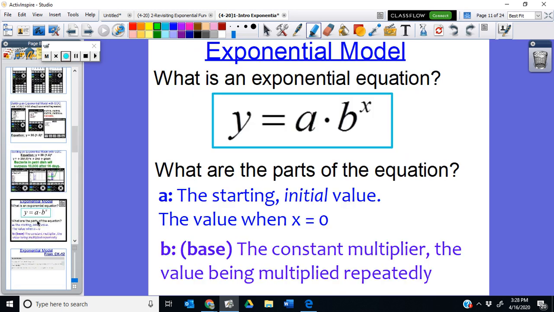So here is the exponential model. I'd encourage you to put this in your notebook. This is the equation that we will use to model all exponential equations. As we talk about growth or decay, this b value right here will be adjusted. But in every exponential model, there's always a starting place, an initial value, and a multiplier.